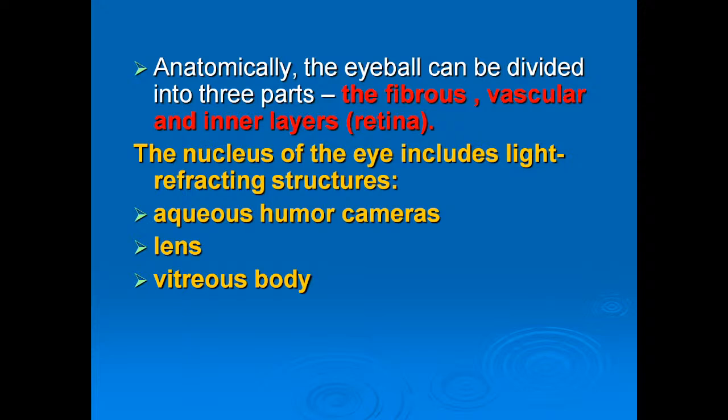Anatomically, the eyeball can be divided into three layers: the fibrous, vascular, and inner layers, the inner layer or retina. The nucleus of the eye includes light refracting structures such as aqueous humor chambers, lens, and vitreous body.